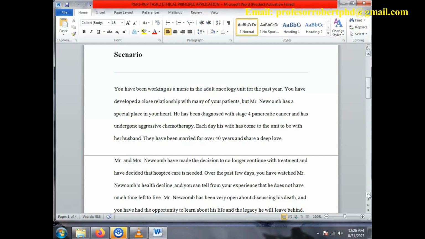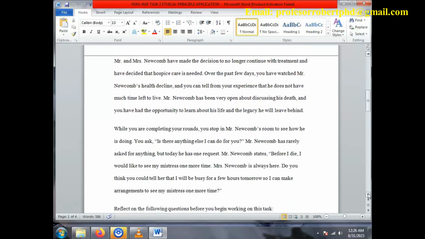Each day his wife has come to the unit to be with her husband. They have been married for over 40 years and share a deep love. Mr. and Mrs. Newcomb have made the decision to no longer continue with treatment and have decided that hospice care is needed. Over the past few days, you have watched Mr. Newcomb's health decline, and you can tell from your experience that he does not have much time left to live. Mr. Newcomb has been very open about discussing his death, and you have had the opportunity to learn about his life and the legacy he will leave behind.